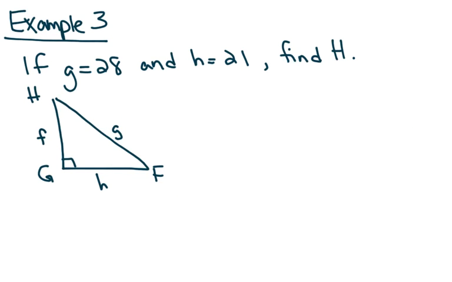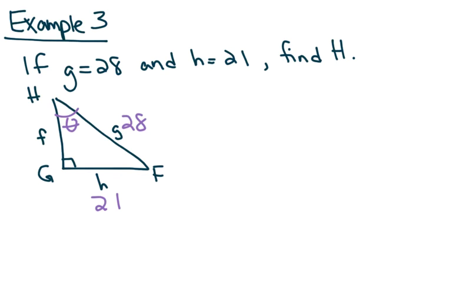All right, example 3. If G is 28 and H is 21, find angle H. Remember, in a triangle, we label the vertices with capital letters and the sides with lowercase letters. The lowercase letters are always opposite their angle, so side H is opposite angle H, and side F is opposite angle F. It usually helps to draw your picture and label your sides.